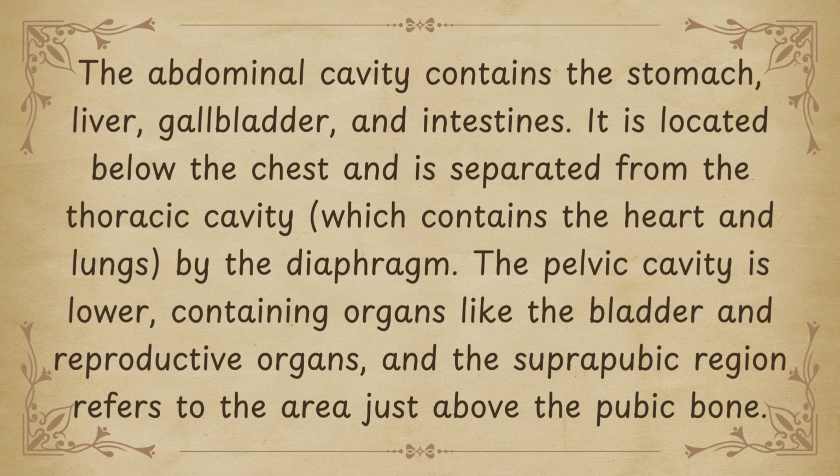The abdominal cavity contains the stomach, liver, gallbladder, and intestines. It is located below the chest and is separated from the thoracic cavity, which contains the heart and lungs, by the diaphragm. The pelvic cavity is lower, containing organs like the bladder and reproductive organs, and the suprapubic region refers to the area just above the pubic bone.